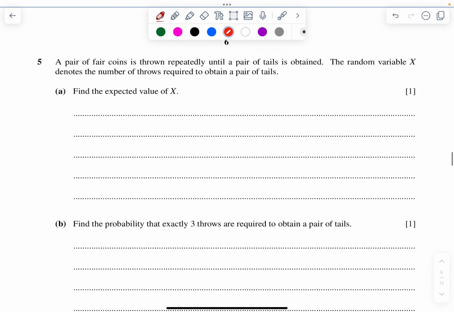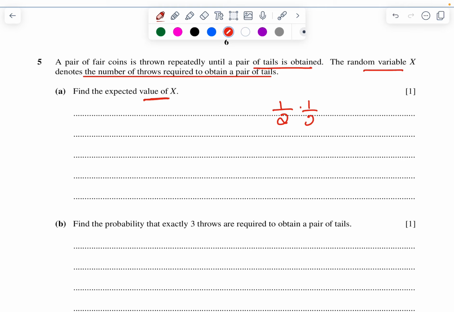Question number 5. A pair of fair coins is thrown repeatedly until a pair of tails is obtained. The random variable x denotes the geometric throws to obtain a pair of tails. What is the expected value? So for getting a tail, it is 1 upon 2 times 1 upon 2, 1 upon 4. This is geometric distribution. Whenever it is geometric distribution, the expected value of x is 1 upon p, which is 1 upon 1 upon 4, which is going to be 4.